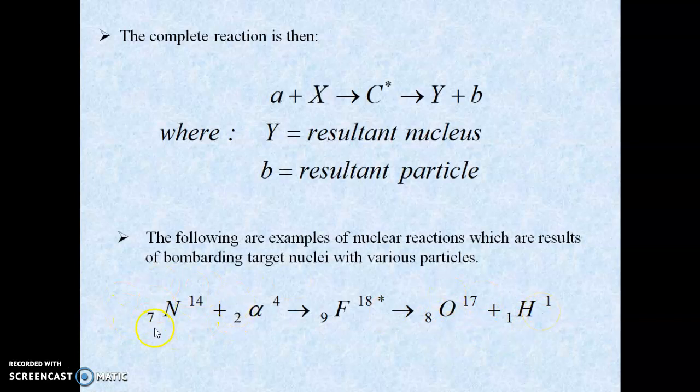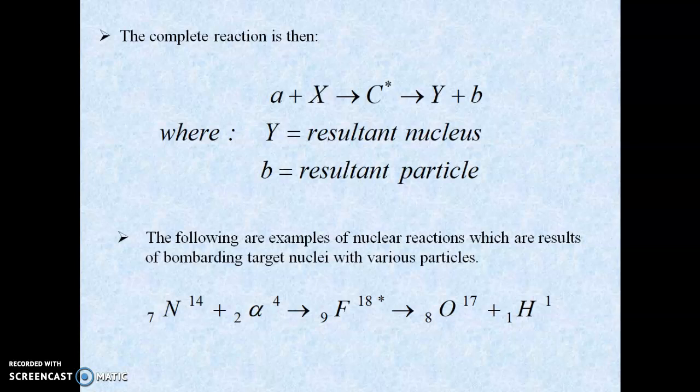So if you see that here, this is the entrance channel, and then this compound nucleus is formed, and then this is the exit channel. You see that the entrance channel and the exit channel are different. So this is one of the examples of the inelastic reaction.